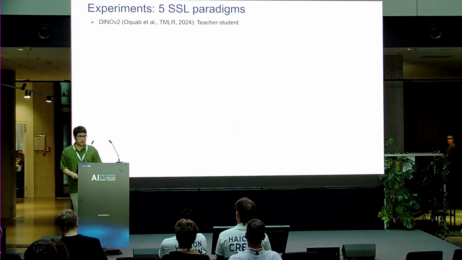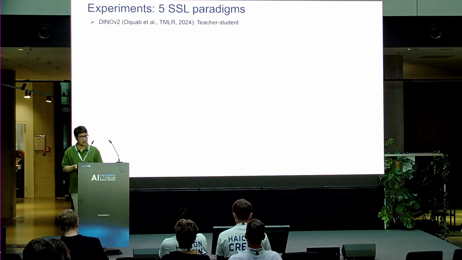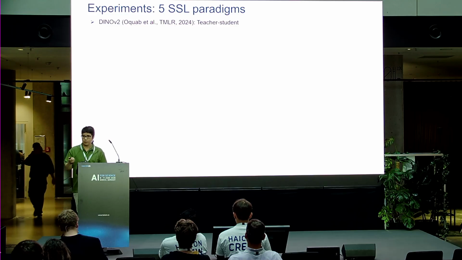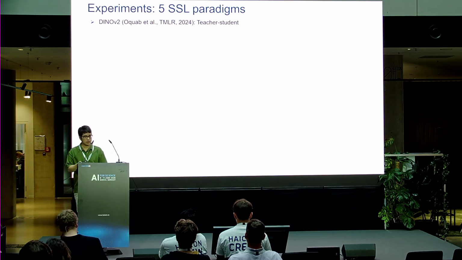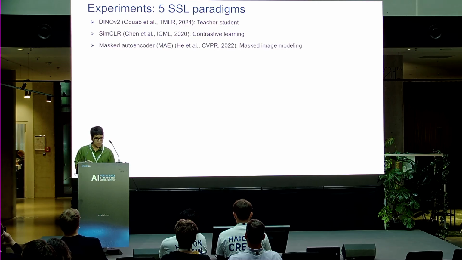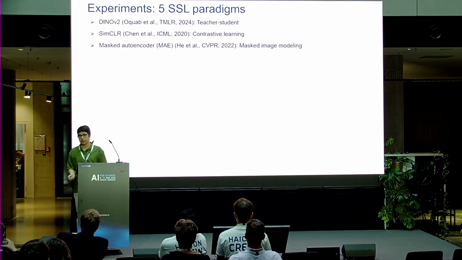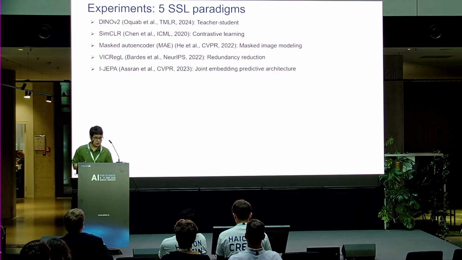For these 2 data sets, we pre-trained 5 different SSL families, and we tried to cover as many different families of SSL architectures as possible. Simon talked about some of them in the previous presentation. So DINOv2 is the student-teacher based architecture. We also use the contrastive learning SimCLR, masked image modeling, the masked autoencoder model, VICReg, which is based on redundancy reduction, and finally I-JEPA, which is joint embedding predictive architecture.